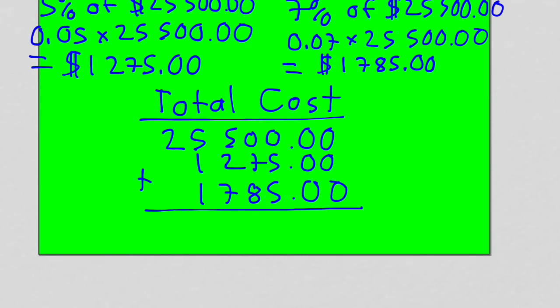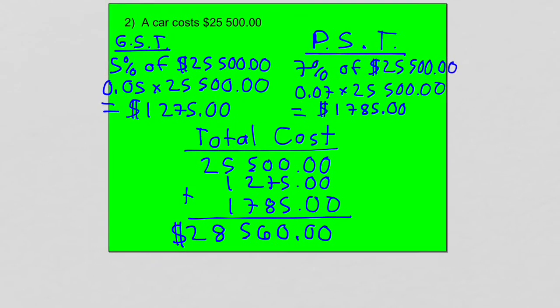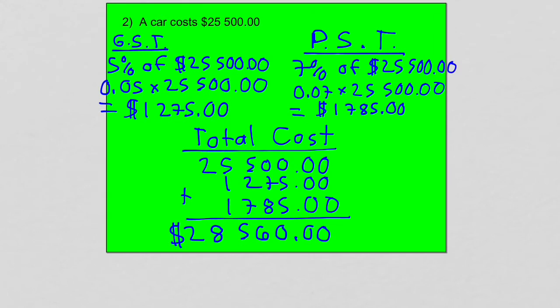So we add those up. And we get $28,560 is the actual price we would pay for this vehicle. The kids were shocked is the wrong word, but they were a little bit surprised that taxes add that much onto items, and the PST and GST, you start to notice it as the cost of an item increases.